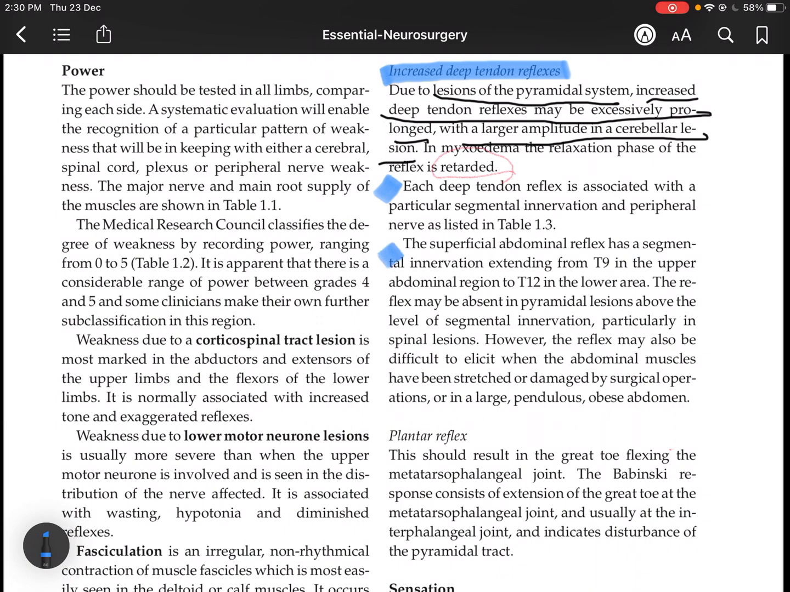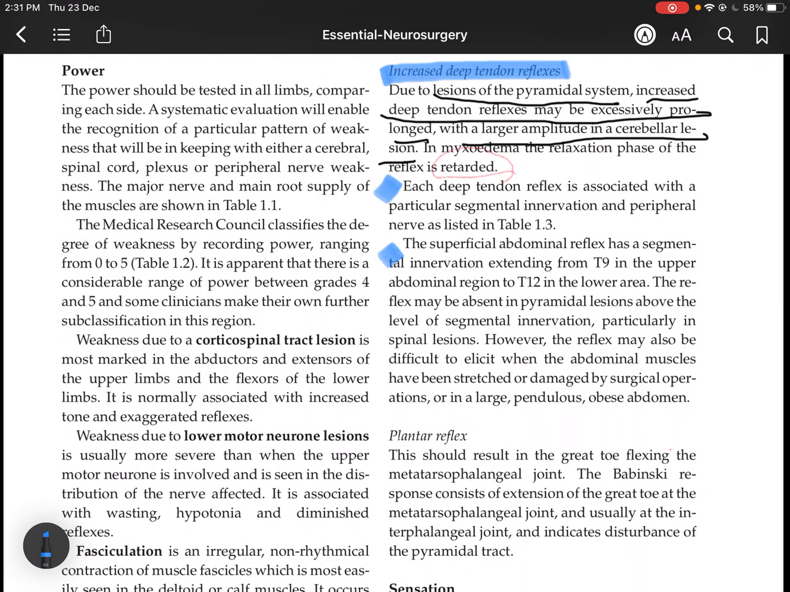The superficial abdominal reflex has a segmental innervation extending from T9 in the upper abdominal region to T12 in the lower area. The reflex may be absent in pyramidal lesions above the level of segmental innervation, particularly in spinal lesions. However, the reflex may also be difficult to elicit when the abdominal muscles have been stretched or damaged by surgical operations, or in a large pendulous obese abdomen.